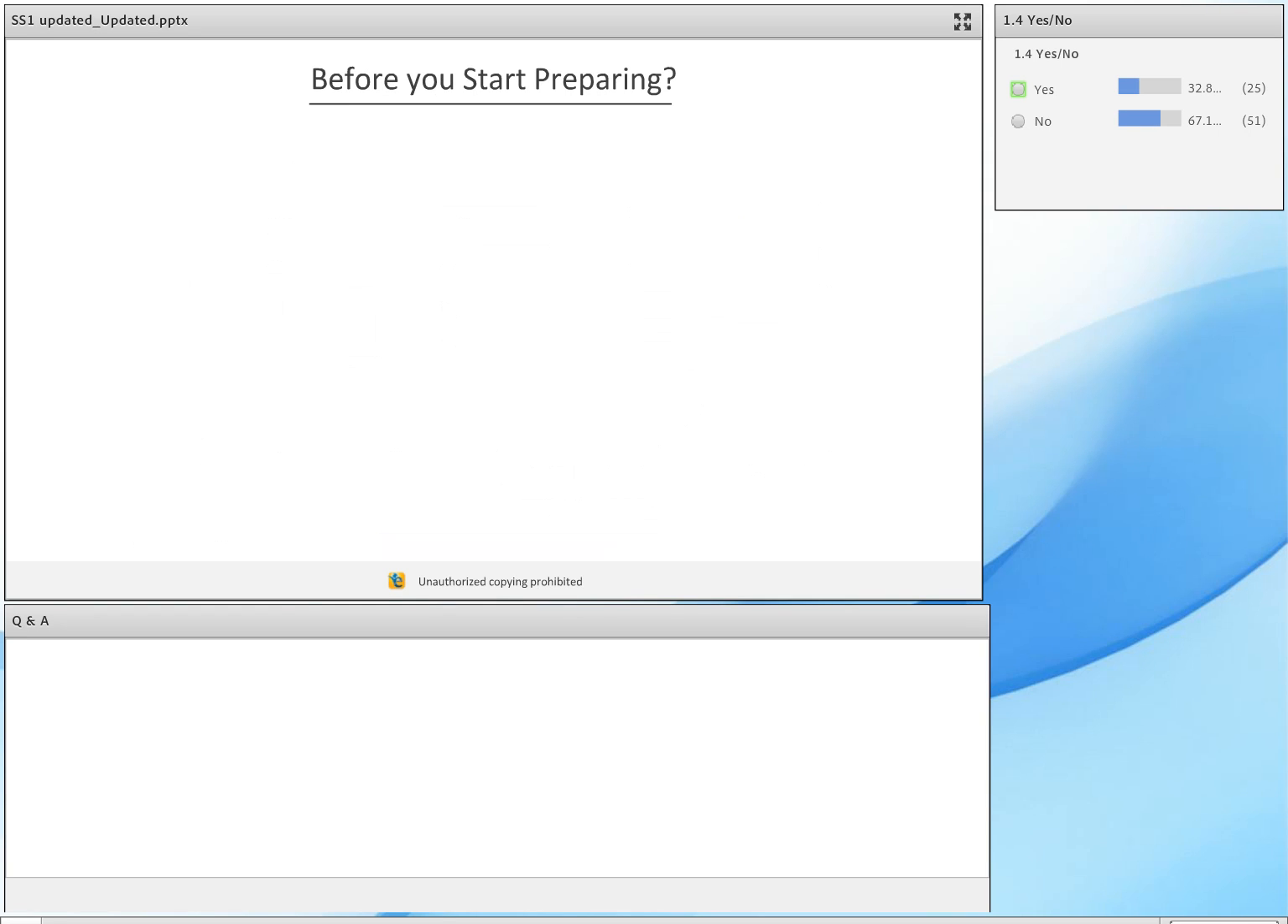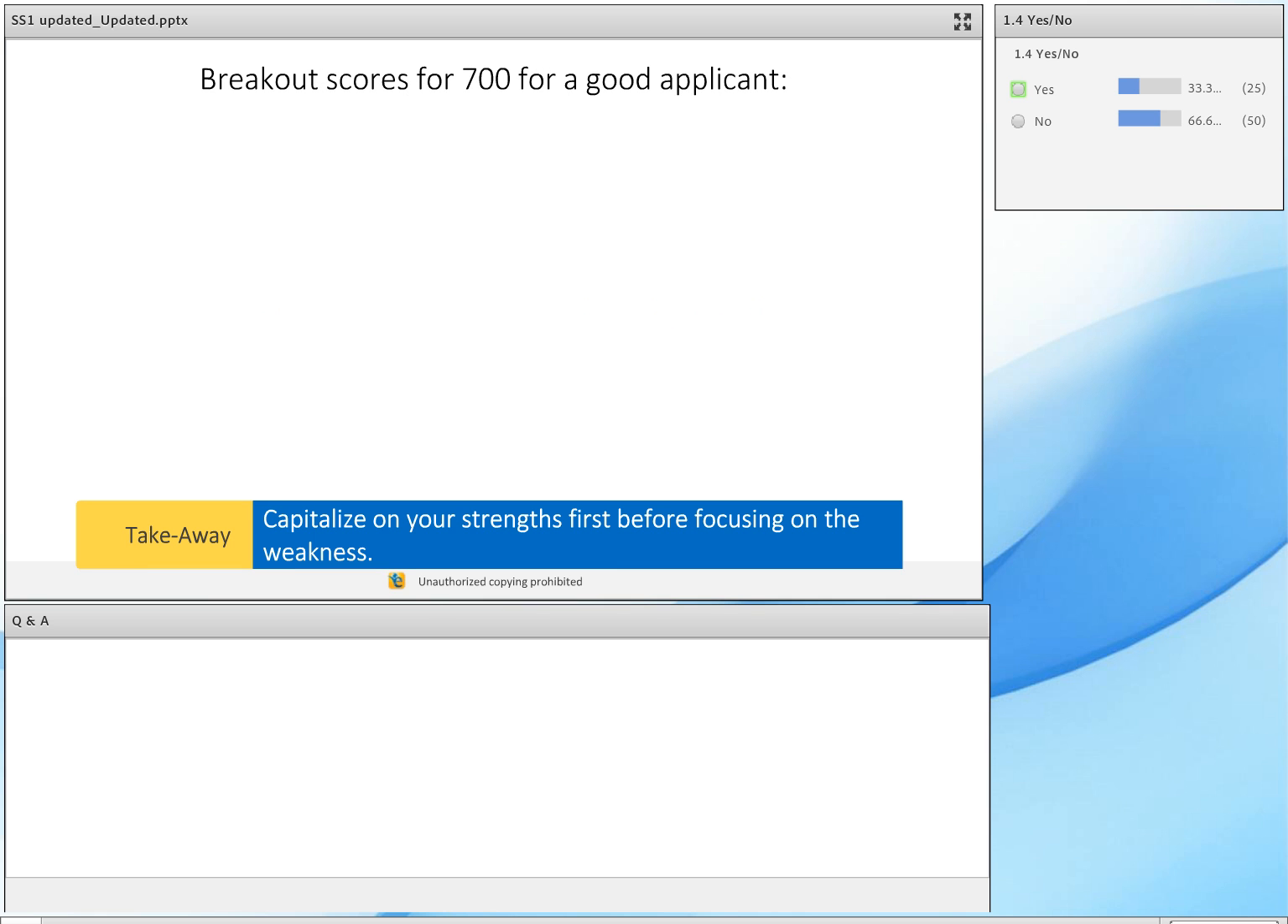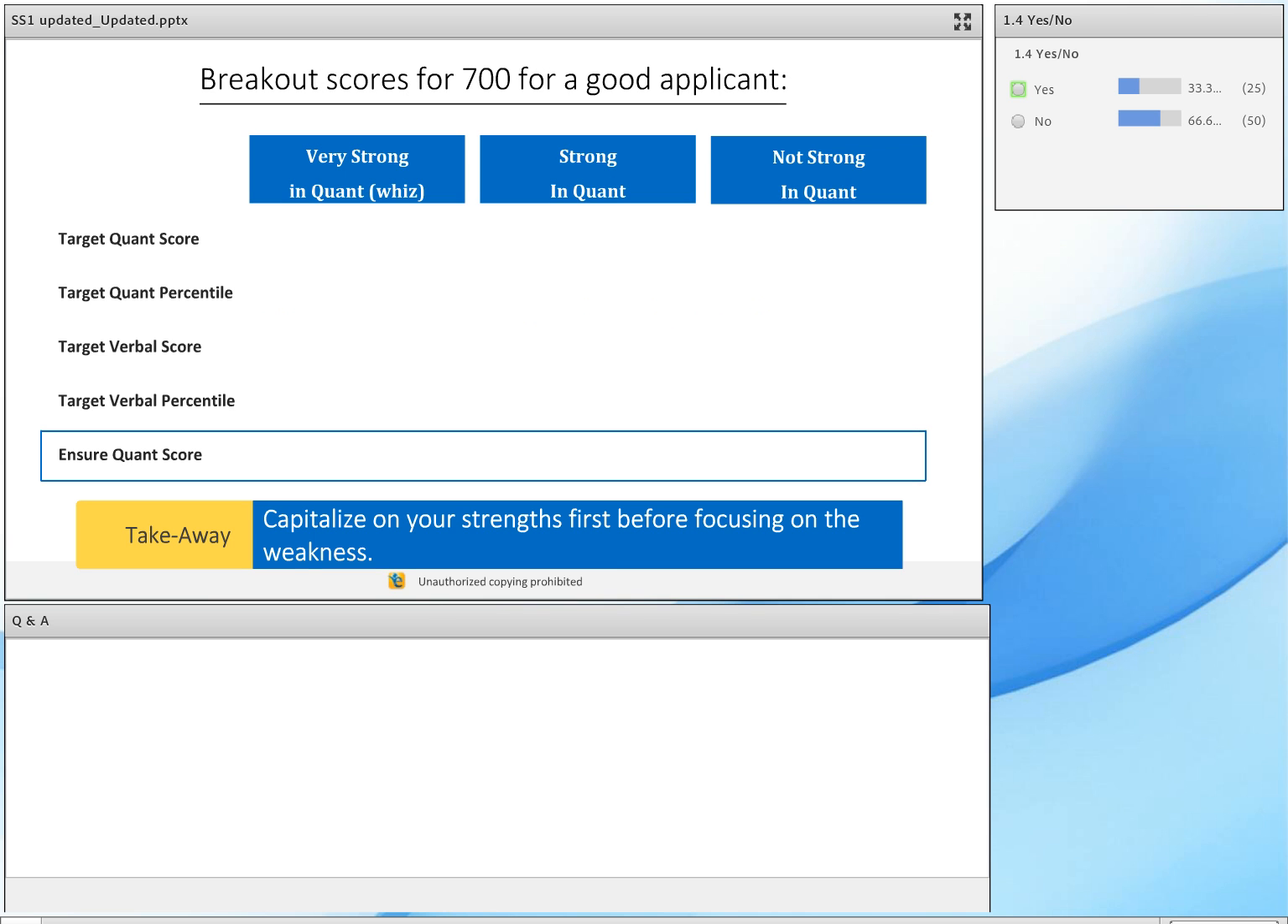Okay, so before you start preparing, one of the things that you really need to do is define what's your target quant score, what is your target verbal score. And what I'm going to do is, at a very high level, I'm going to do that definition for 3 different segments of students. The first segment of student is what I would call a quant whiz, someone who's really, really strong in quant.